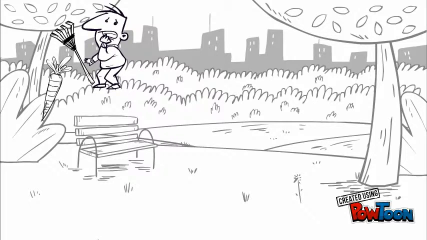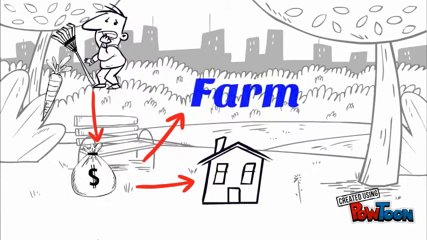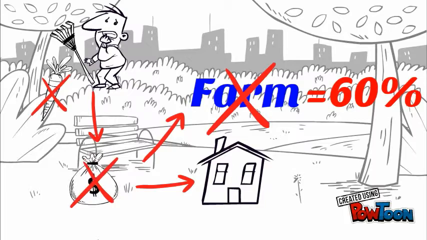Foreclosures happened when an owner could not pay the mortgage. The bank repossessed the farms and sold them. Thousands of farmers lost their farms. Their income shrank by 60%.